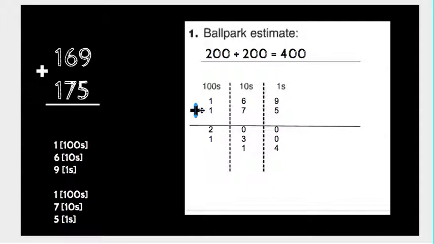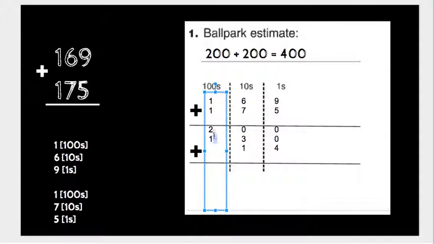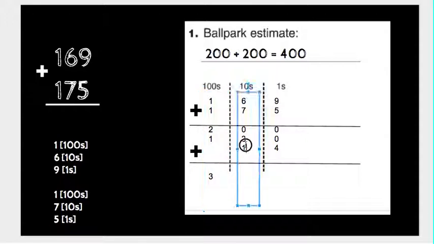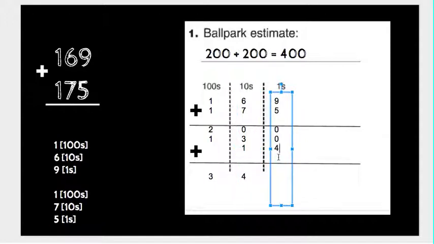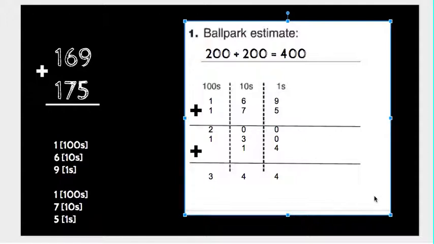Now, let's get our plus sign and our lines so we know what we are going to be adding together. We have our partial sums all done here. Now we just need to add everything together and bring it down. So 2 100s plus 1 100 is 3. 3 10s plus 1 10 will be 4. And 4 1s will be 4. So our answer will be 344.